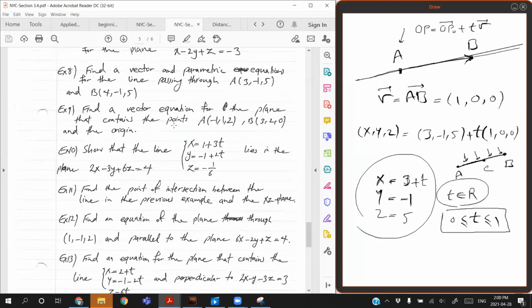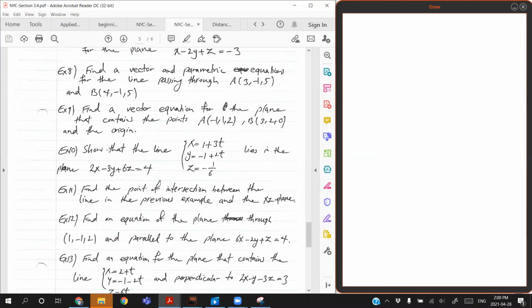Example 9. Find a vector equation for the plane that contains these 2 points and the origin. So imagine if I ask you to give me an equation of a plane that passes through these 3 points.